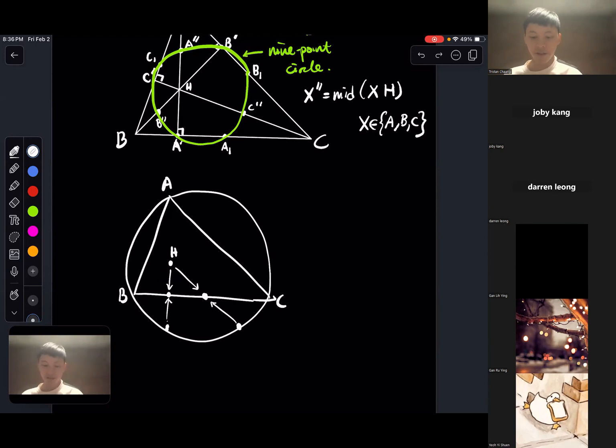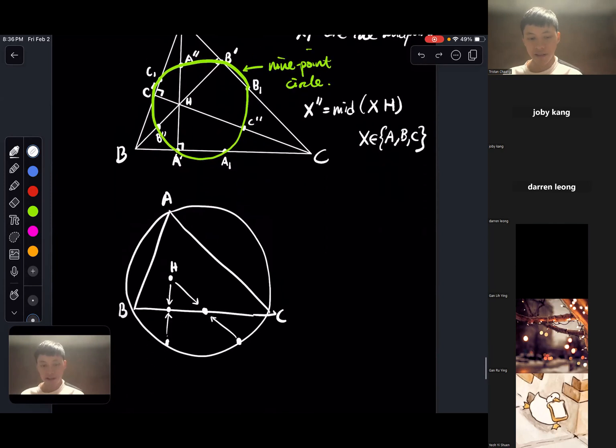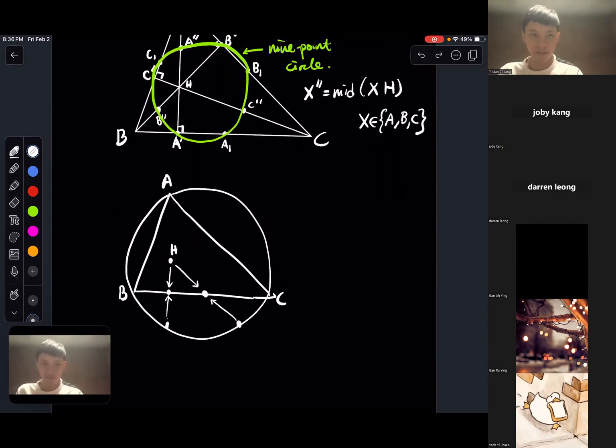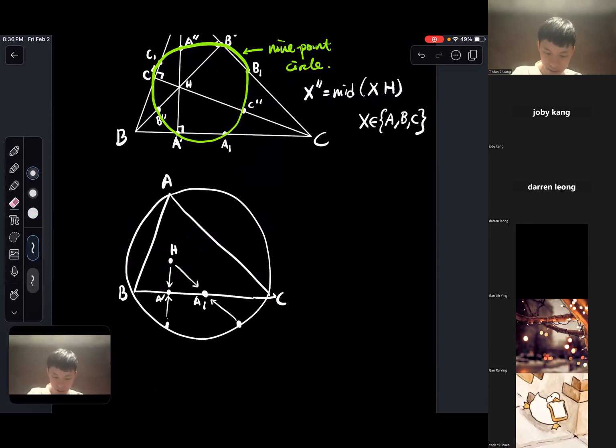So let's use these two lemmas on this configuration and see what happens. Here's what's going to happen. This is our A prime. This is our A1.